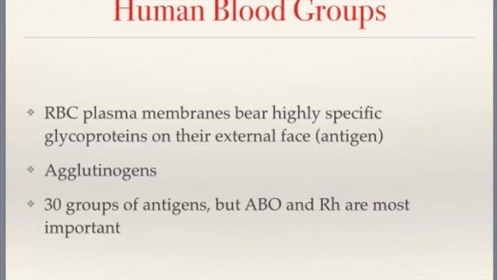There's a few different types of antigens, which remember are markers that are found on red blood cell plasma membranes. They're highly specific glycoproteins found on the cell membranes of red blood cells. These specialized type of antigens on red blood cells are called agglutinogens. There's 30 groups of these agglutinogens, but ABO and RH are the most important. And we're really just going to focus on ABO, actually. Don't worry too much about RH. It's really the same concept, but let's just focus on ABO and master that, okay?